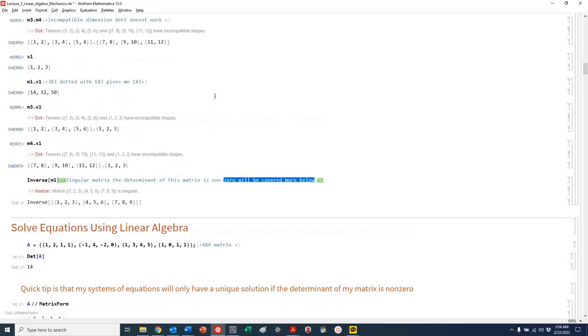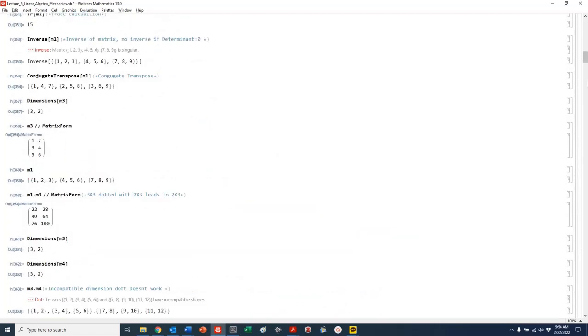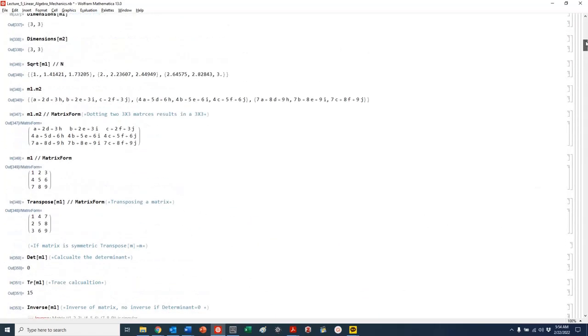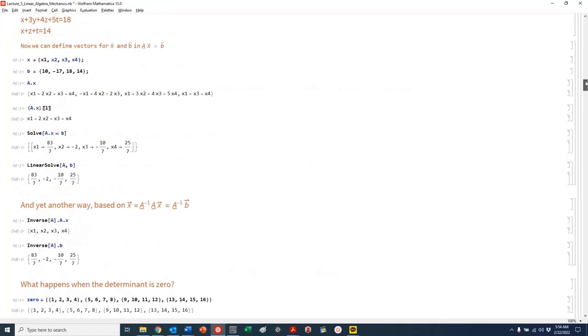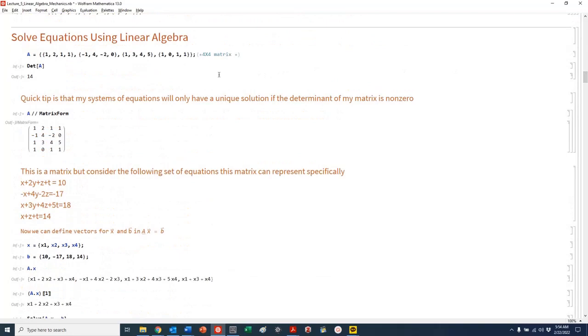All right, so that's just an introduction to matrices, some of the operations, dotting, and making sure that your values are compatible. And now we'll get on to the next topic, solving equations using some linear algebra concepts.